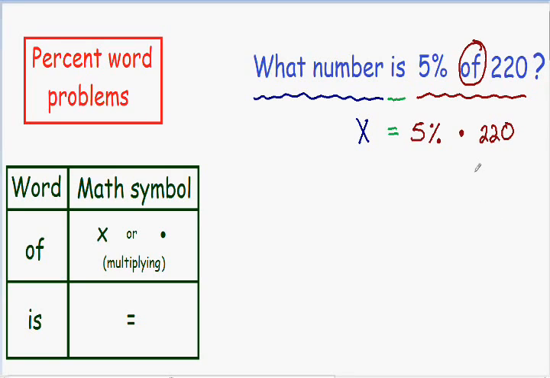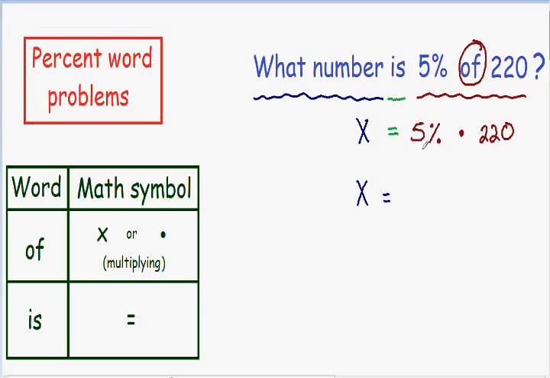So now we have rewritten this word problem into a mathematical equation. We have our number x is equal to 5% multiplied by 220. So this is a really easy equation to solve. The only thing we need to do to find x is just multiply 5% times 220. But before we can do that, I want to change the 5% into a decimal. So that's what I'm going to do right now.